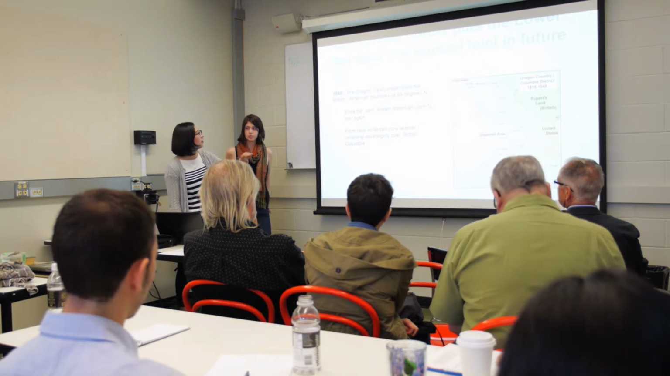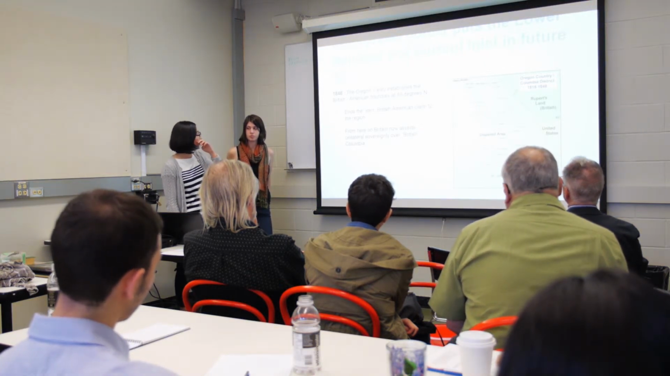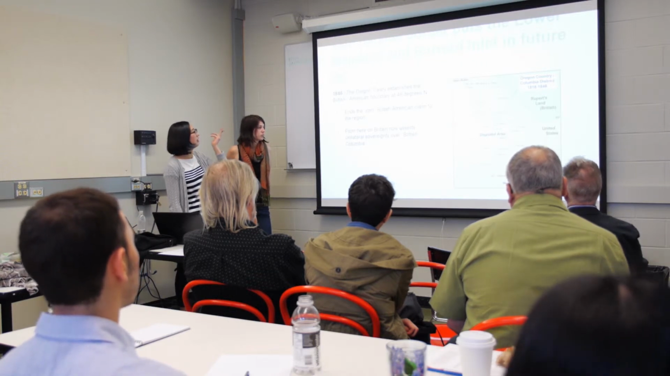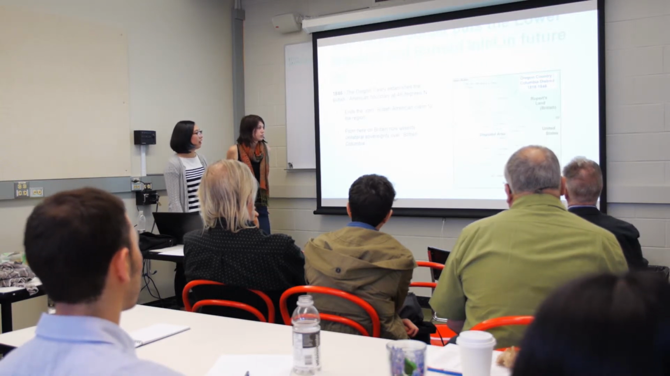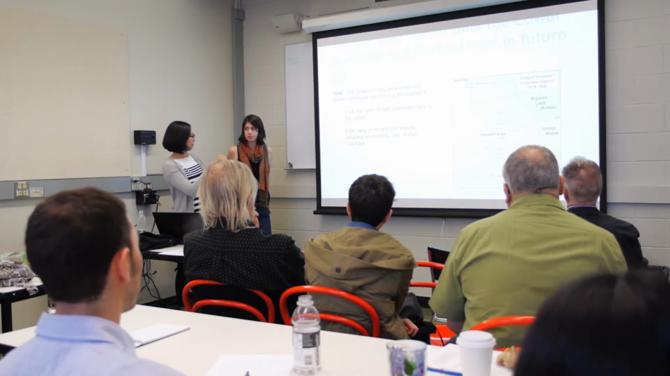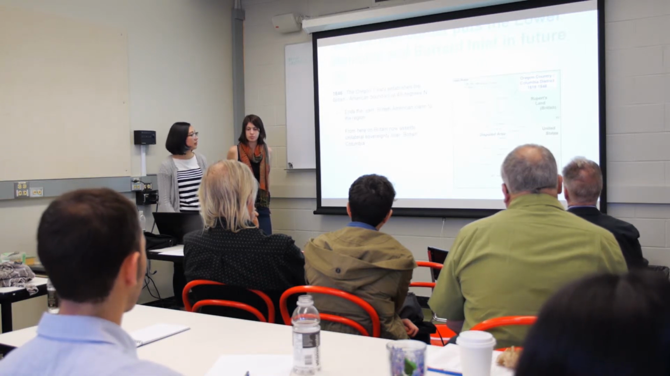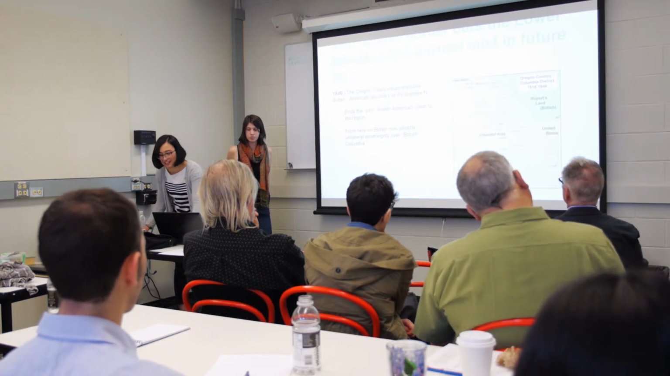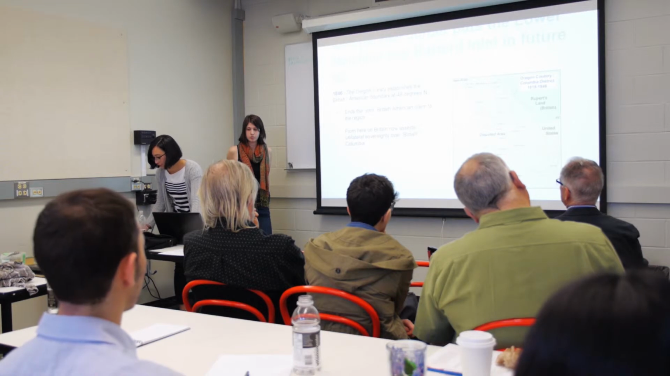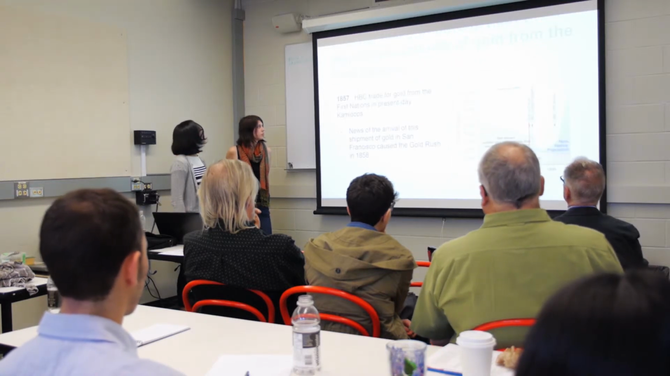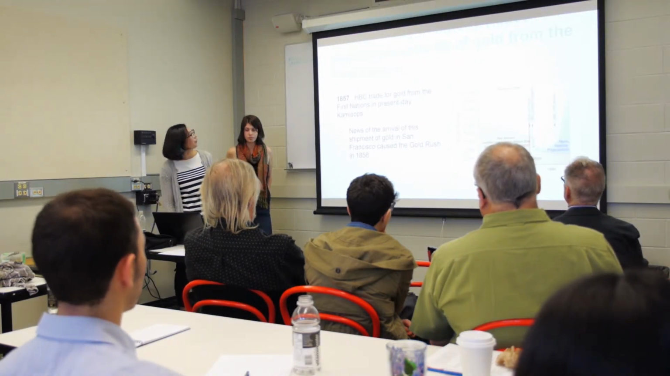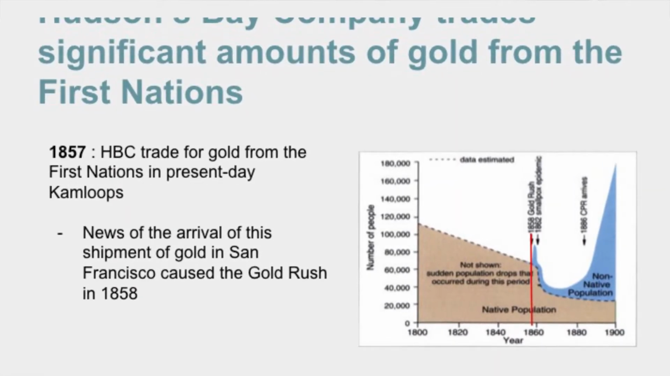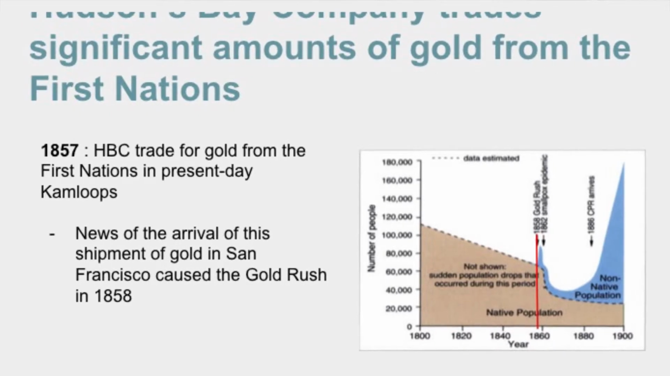This border here, this 49 degrees north latitude, included the Burrard Inlet and the Lower Mainland, so north of the entire Fraser River. So it's a pretty rich area, and this is why we are so fortunate today to have so much here in terms of unique ecosystems and such. So this one also is cut off for some reason, but it says Hudson's Bay Company trades significant amounts of gold from the First Nations.